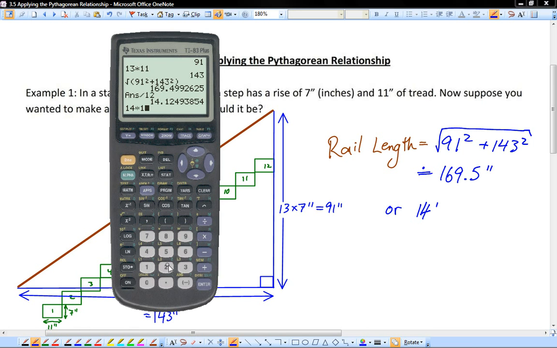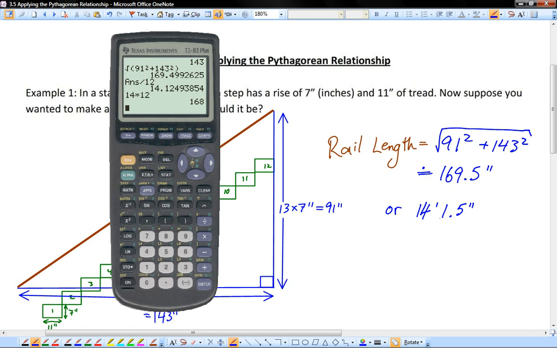And 14 feet, 14 times 12, there's 12 inches in every foot. That's 168. So really the 169.5 is 14 feet, 1.5 inches. Okay, this is much more convenient to use if you go to a store that sells lumber or that sells handrails, and you're asking for a length. Most likely you're going to be working in feet and inches, not just in straight inches, especially when you get into a length that's that long.